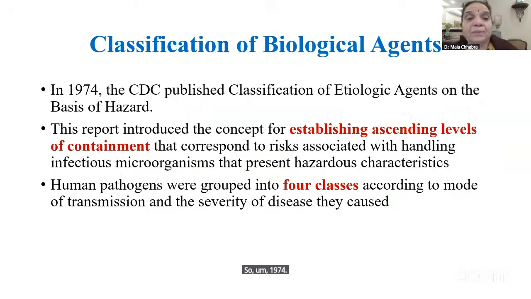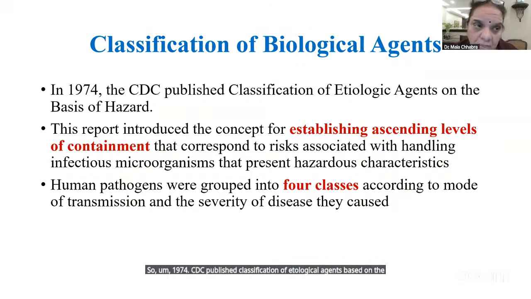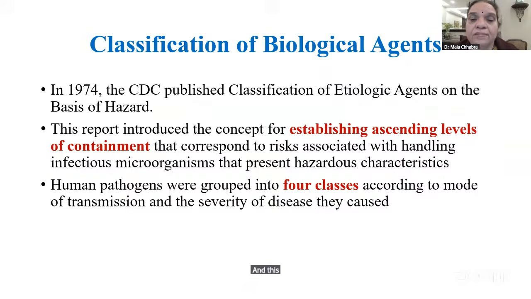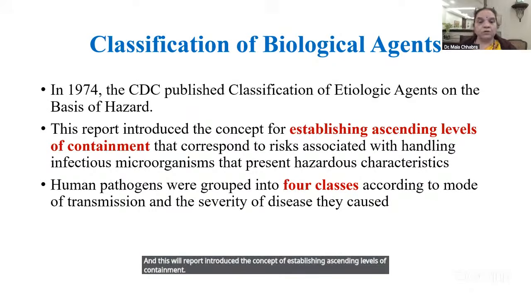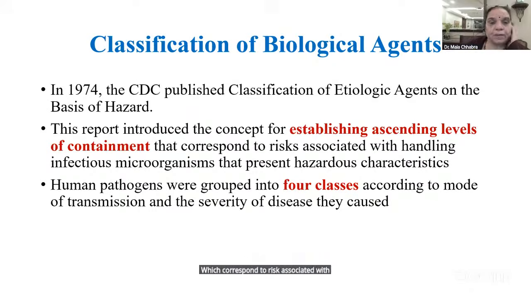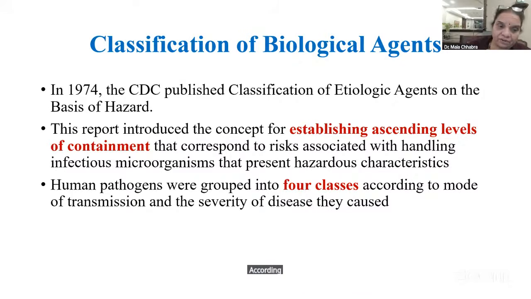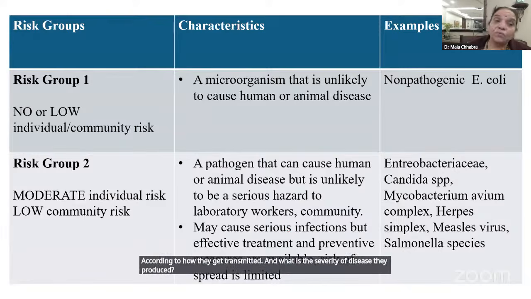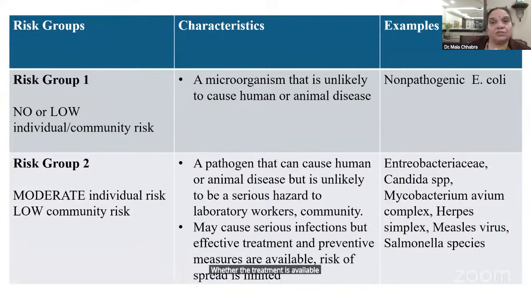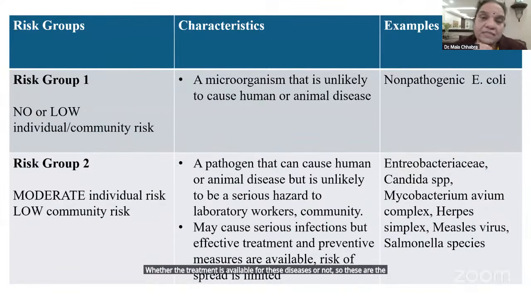In 1974, CDC published a classification of etiologic agents based on the hazard they cause. And this report introduced the concept of establishing ascending levels of containment, which correspond to the risk associated with handling infectious microorganisms based on their hazardous characteristics. So, even the human pathogens have been grouped into 4 classes according to how they get transmitted, what is the severity of disease they produce, and whether treatment is available for these diseases or not. So, these are the considerations which CDC took and released this.